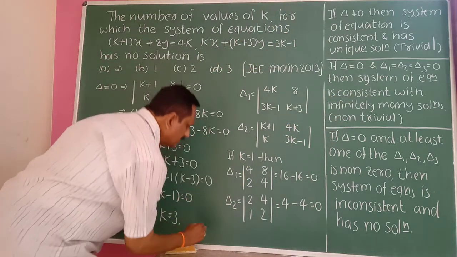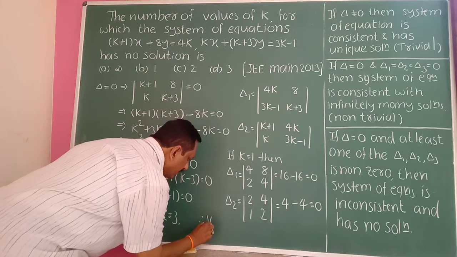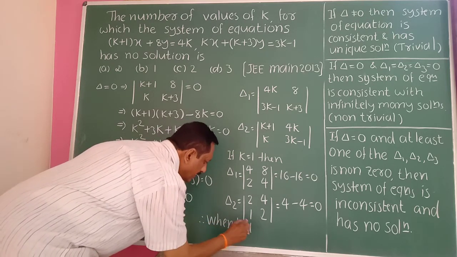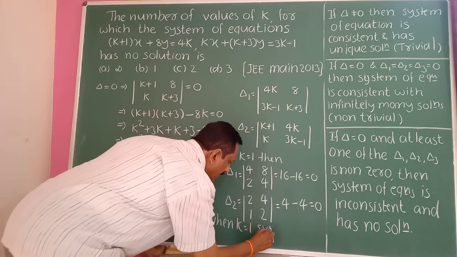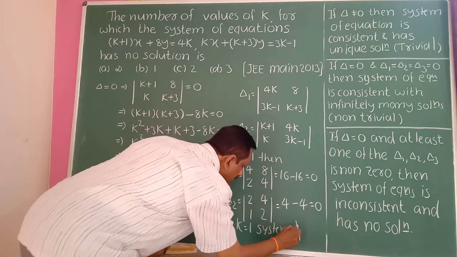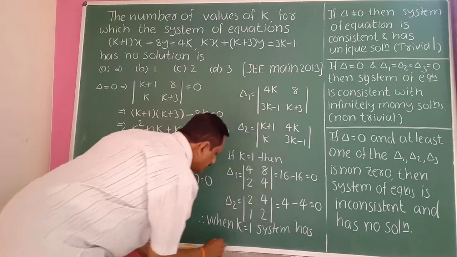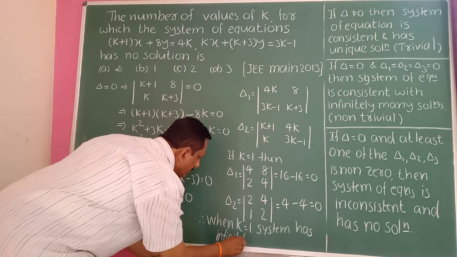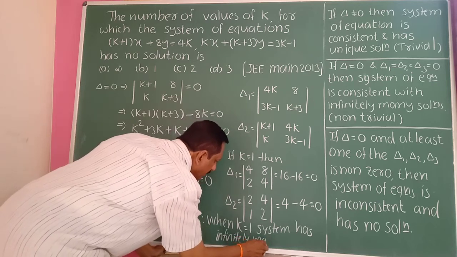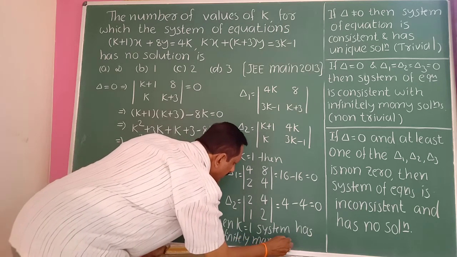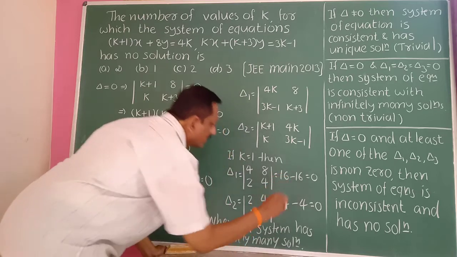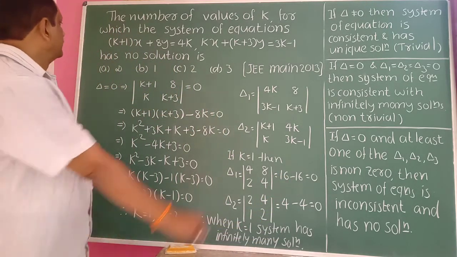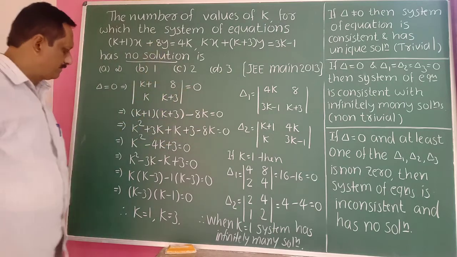Therefore, when k is equal to 1, the system has infinitely many solutions. Therefore, k is equal to 1 is not possible here because the system has no solution.